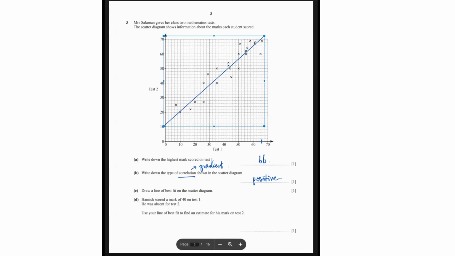Hamish got 40 on test 1. He was absent for test 2. Use your best fit to find an estimate for his mark on test 2. Okay, so he scored 40 on test 1. Test 1 is here, so I draw this up here, and I read it off here. This is around 47? Yeah. The mark scheme accepts a range of answers. The mark scheme accepts 46 to 50. So if you write anything between this, they would give you your mark.